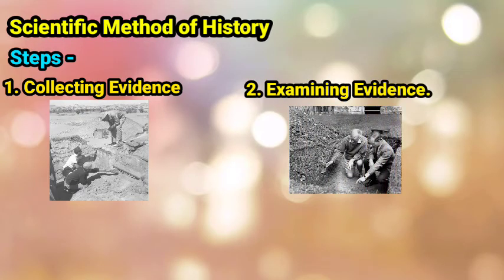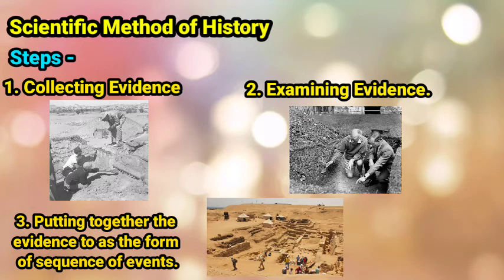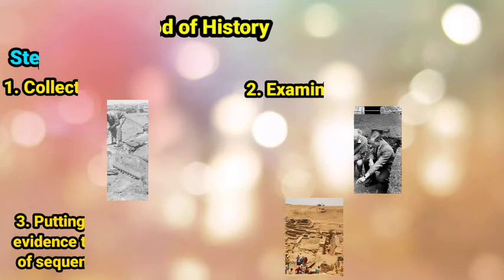Number two, examine the evidence. This is the second step. In this step, use different tests to determine the reliability of that evidence. Number three, putting together the evidence so as to form a sequence of events. So in this manner, the scientific method is applied to history. For this, the help of other streams of science is also taken wherever required. Thus, history is a scientific discipline and is not based solely on imagination.